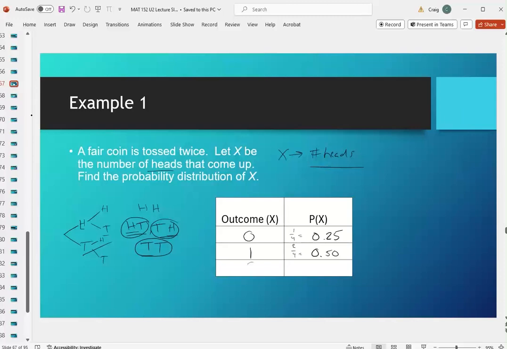And then there's also a possibility that you get heads twice. And again, that's very much like the first one. 1 out of 4, or 25%. Notice if we add all these probabilities up, they will equal 1. We've defined all of the different outcomes, right?